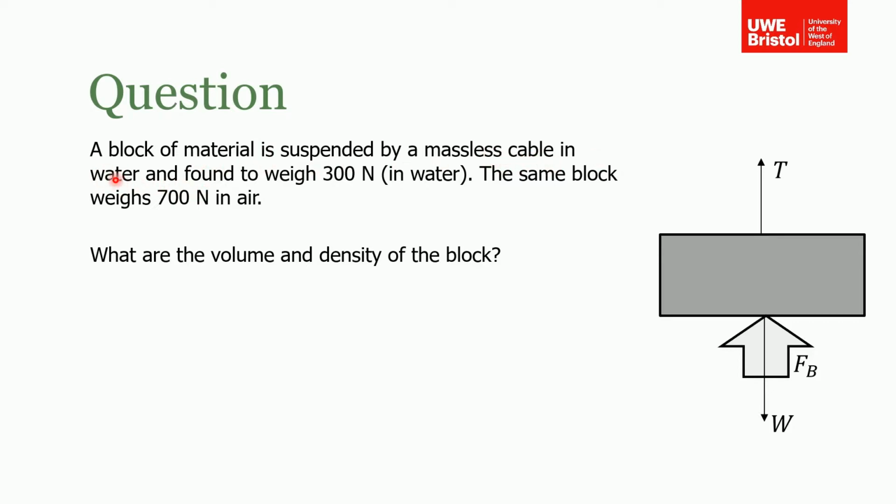So we know what the medium is, and we know the density of that, and the block is found to weigh, so that is its mass times gravity, 300 newtons. And we're also told the same block in air weighs 700 newtons. We're asked to find the volume and density of the block.